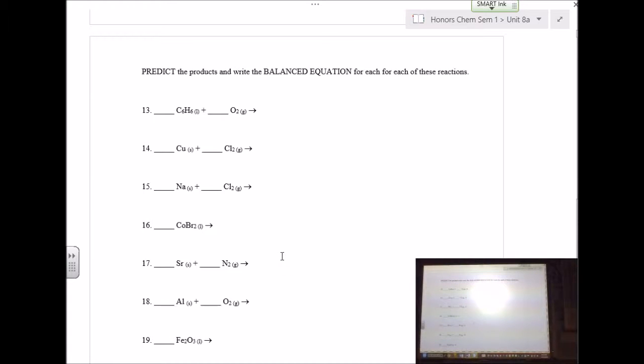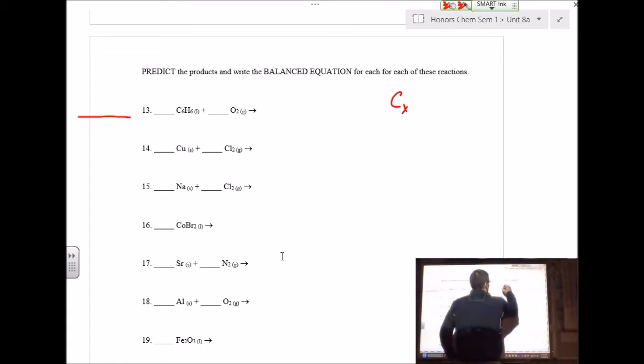Isn't that cool? So here's what I want you to do. And I didn't put a line here. I want you to tell me what kind of reaction each one is. Because on the test, you'll get to do that. So what is 13? Let's start right there. Combustion. What's 14? Synthesis. What's 15? Synthesis. What's 16? Decomposition.